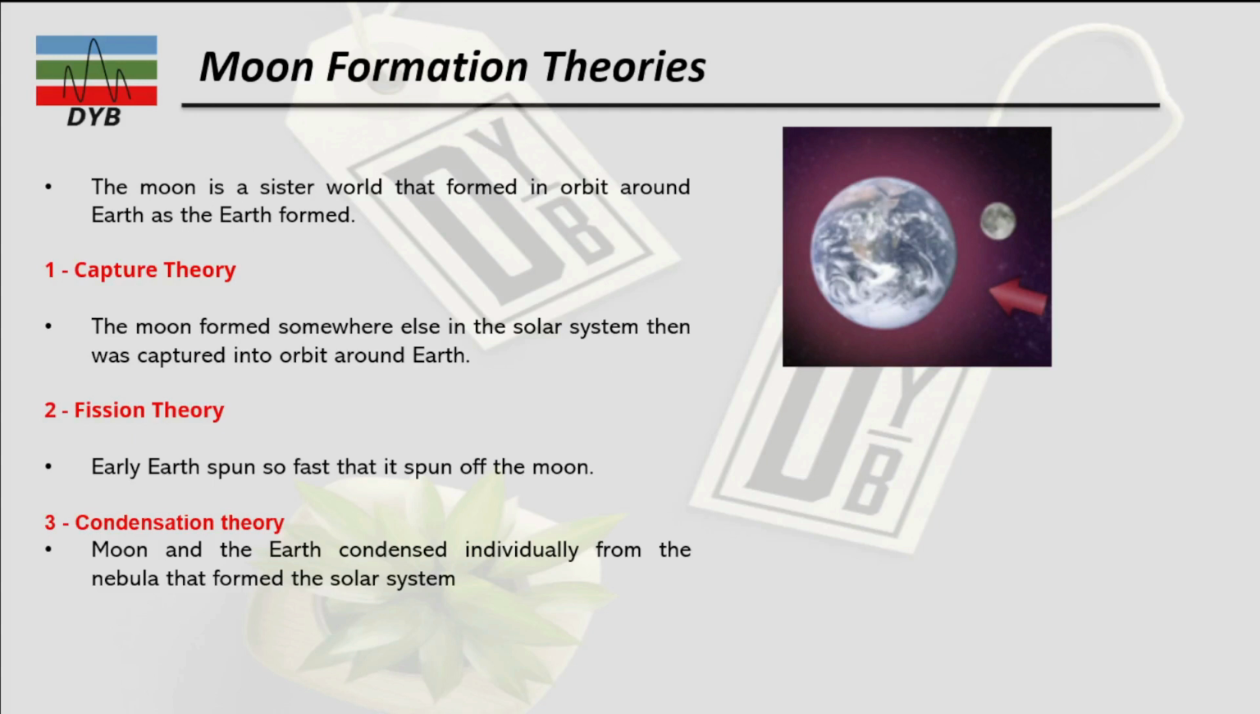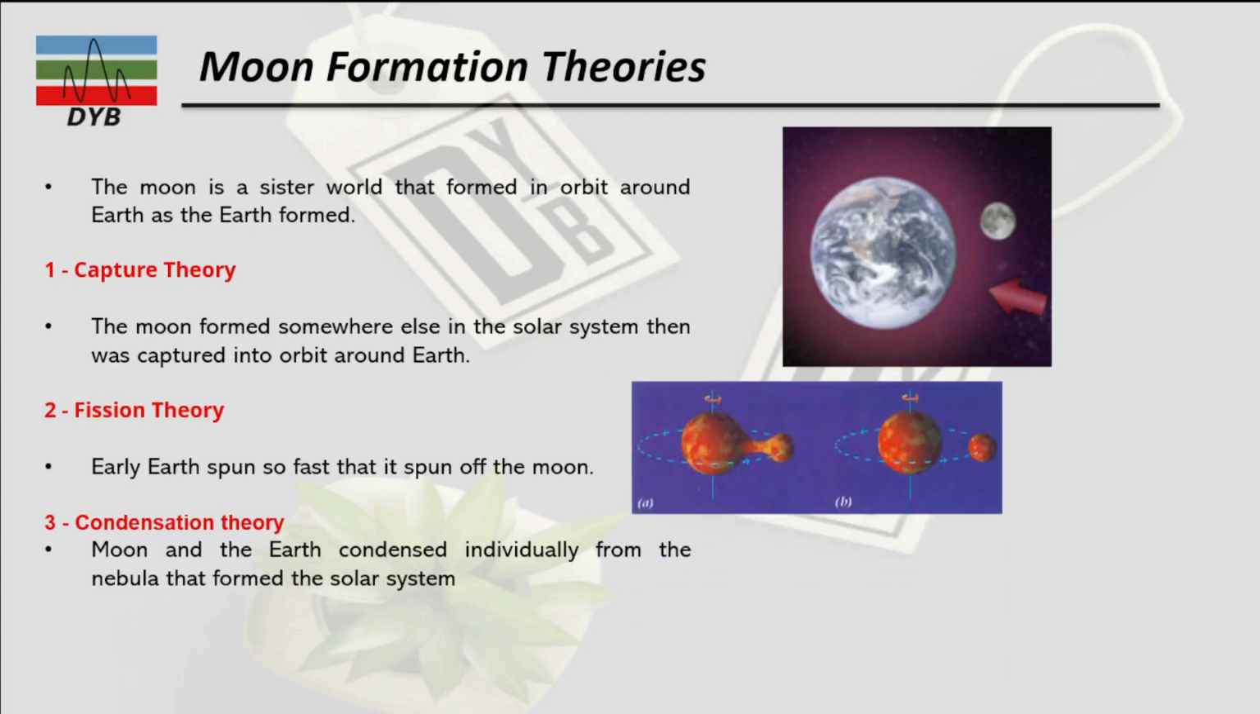The second theory, the fission theory, states that the moon is actually a part of the Earth. The Earth spun so fast that it spun off the moon. In this figure you can see that the moon was part of the Earth, and when the Earth was spinning so fast, it came out of the Earth's material. Then it came into orbit.